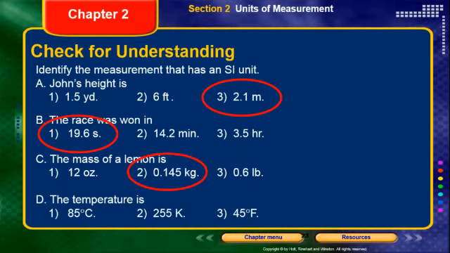All right, C, the mass of the limit is in kilograms. We're talking about SI units here. We have ounces, we have pounds. Those can both be used as mass, but the question says SI units, so we use the kilogram. The temperature is in Kelvin, because we specifically asked about the SI units, so it's 255 Kelvin.